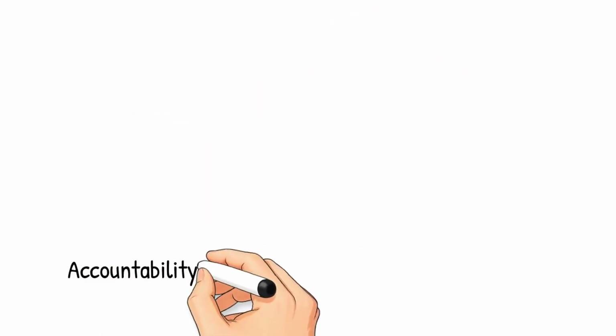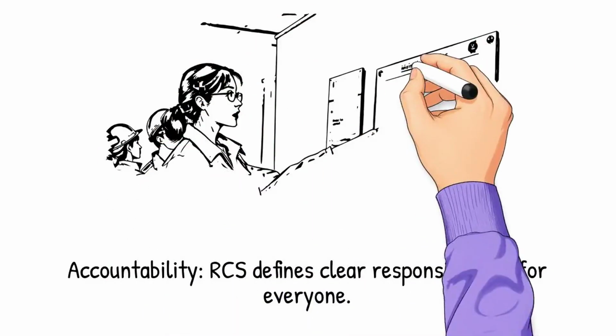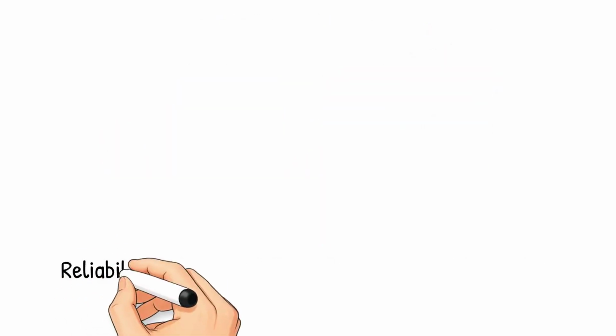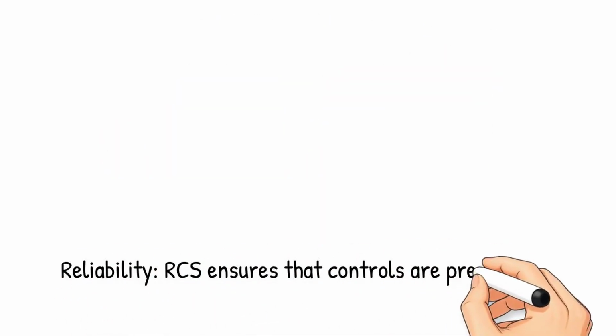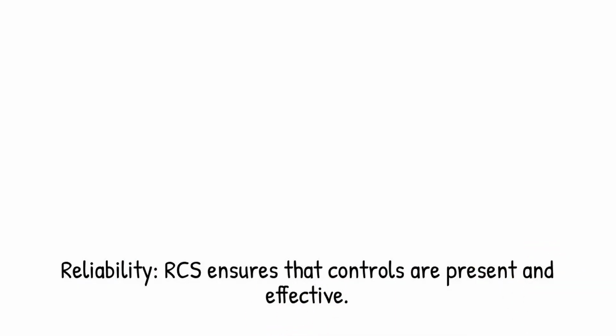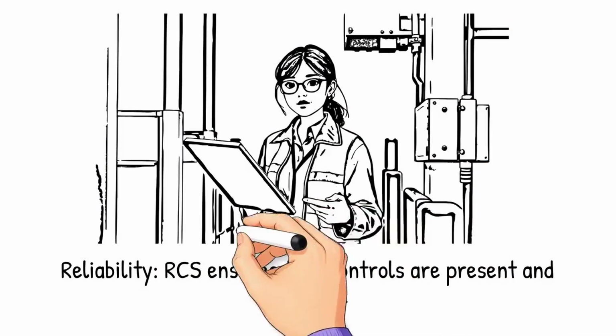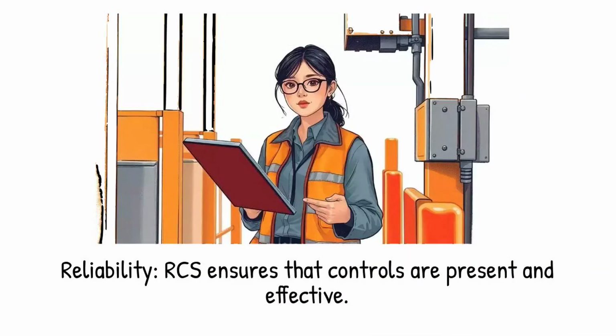The second insight is accountability. RCS makes responsibilities clear. When a standard defines mandatory controls, everyone knows what must be done. This reduces confusion and strengthens compliance. The third insight is reliability. RCS ensures that controls are not just present, but effective. It eliminates weak controls and reinforces strong ones. This reliability is what prevents incidents.